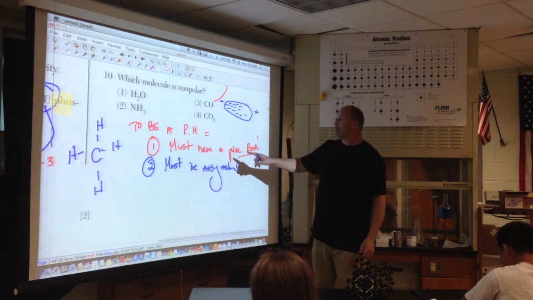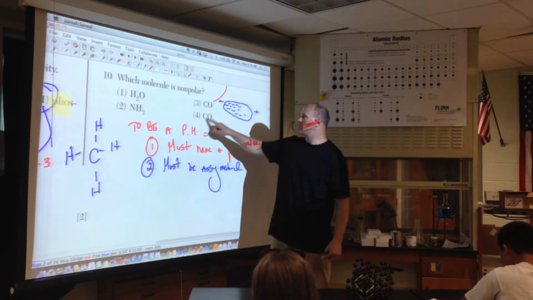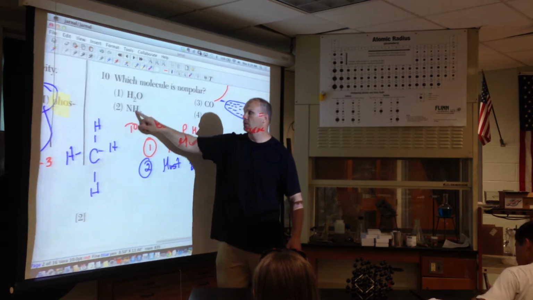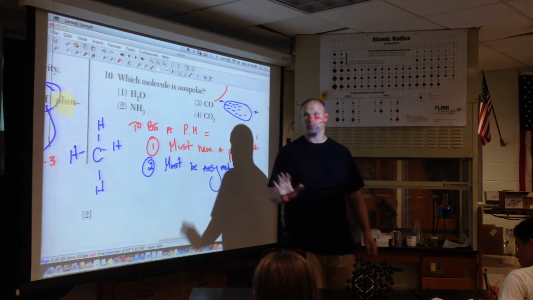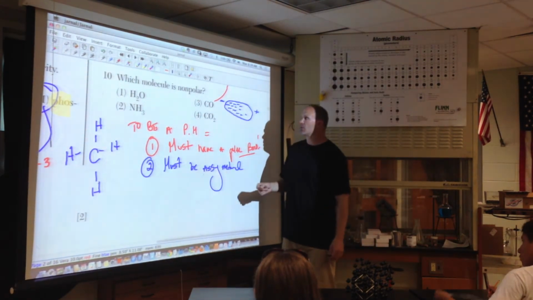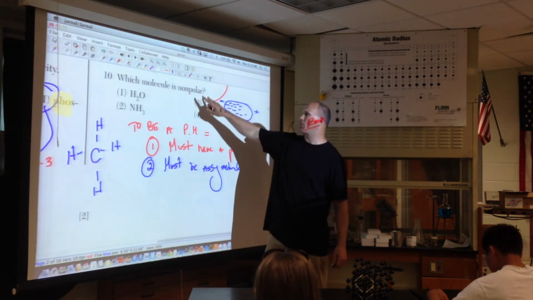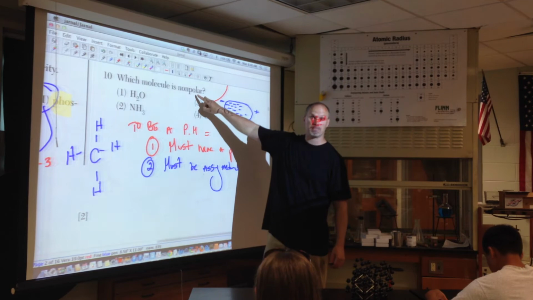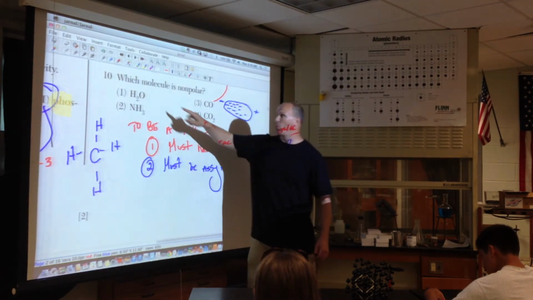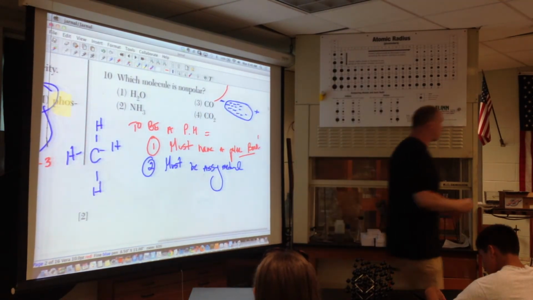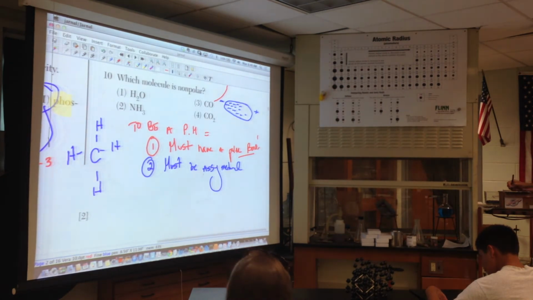So, who has polar bonds? Well, aren't these all 2 different nonmetals? So they all have polar bonds. Two, who is asymmetrical? Well, we're looking for a non-polar molecule, so we're looking for something that is symmetrical. So water is not symmetrical. You should know water is polar just from being in any chemistry class. Water is bent, right? So that molecule is not symmetrical.